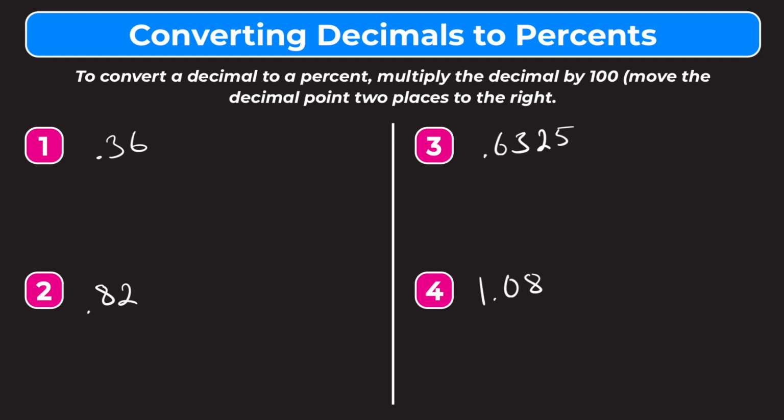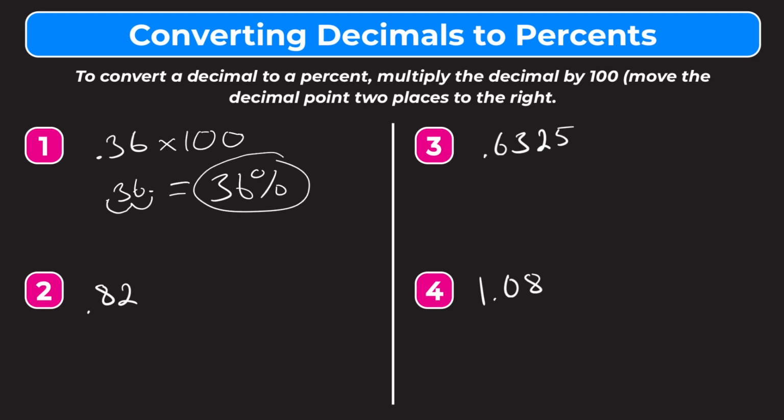So number one, we have 36 hundredths. The one step we have to do is to multiply this by 100, which essentially moves the decimal point over 2 places to the right. So we have 36 hundredths, move that 2 places to the right, put it there. That equals 36, and we put our percent sign. And so 36 hundredths, written as a percent, is 36%.